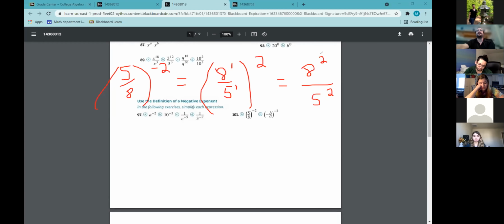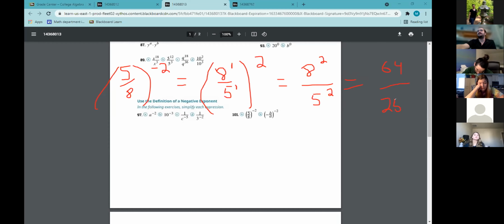1 times 2 to get 8 to the second. Yes. 1 times 2 to get 5 to the second. This is the distribution property we have when we have exponents to exponents, right? And then the last thing you did was evaluate these terms. So you said 64 over 25, I think, is the first thing you told me? Yep, that's it.